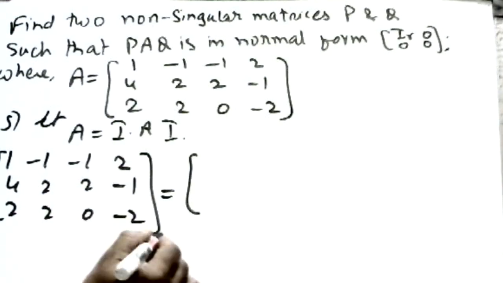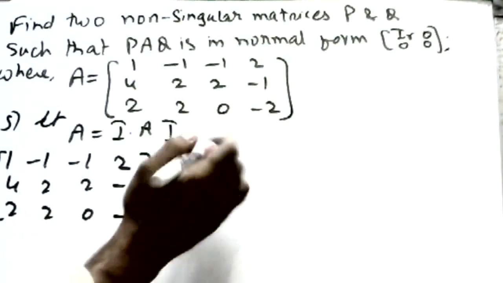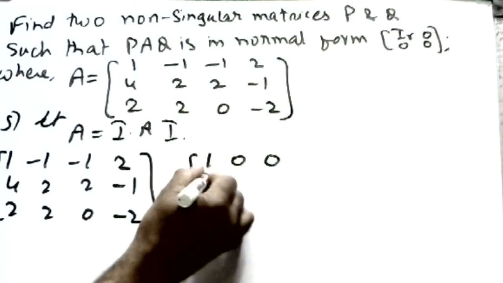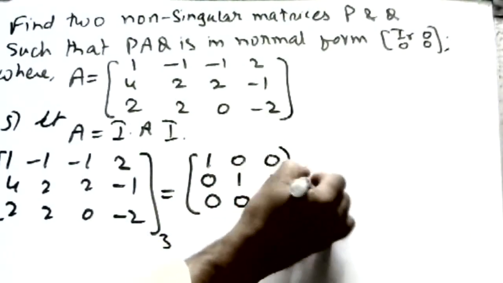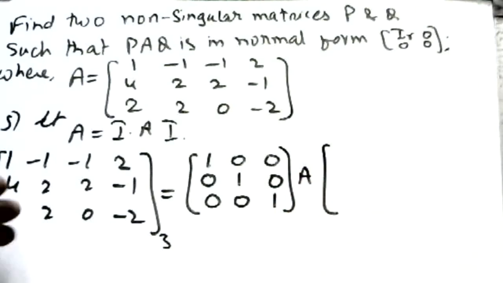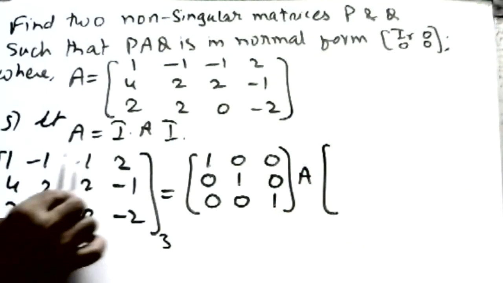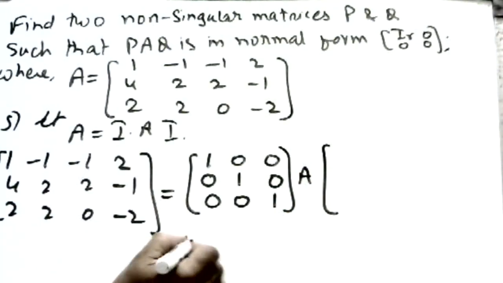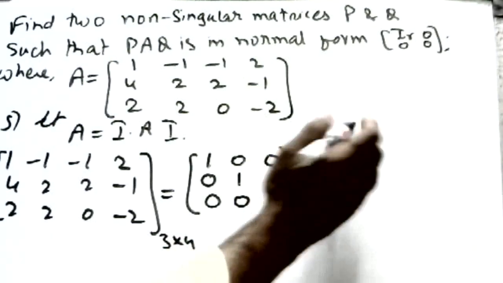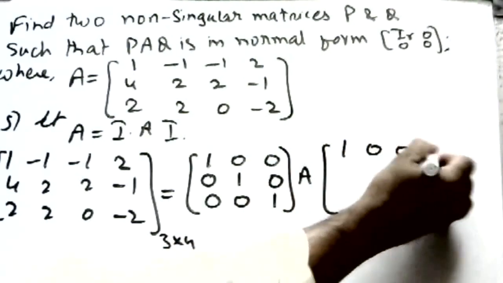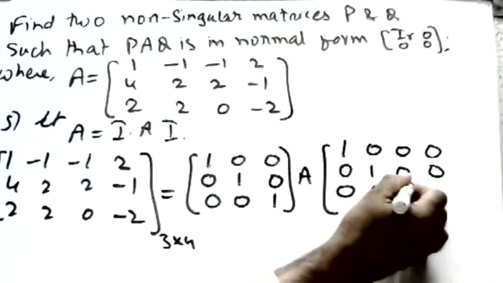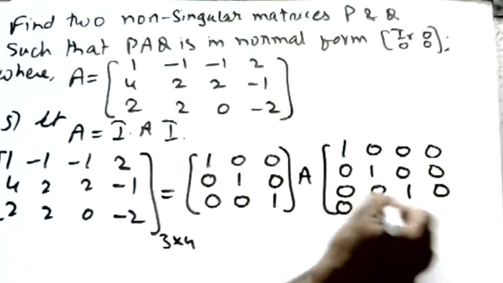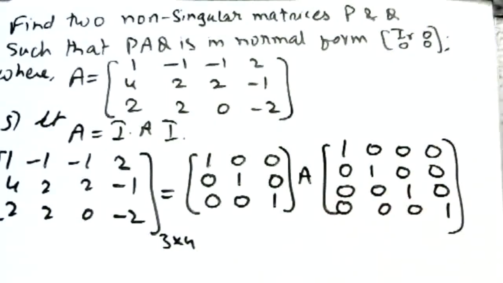Now see here how to take I. How many rows are there? 1 2 3. We are having 3 rows, so this identity matrix should be 3 by 3: 1 0 0, 0 1 0, 0 0 1. You write A as it is. Now how many columns are there? 1 2 3 4. This is 3 by 4, so you take this identity matrix 4 by 4: 1 0 0 0, 0 1 0 0, 0 0 1 0, 0 0 0 1. So this is the first step.